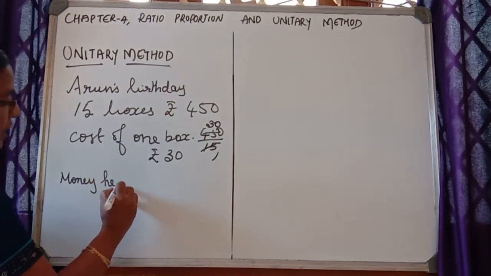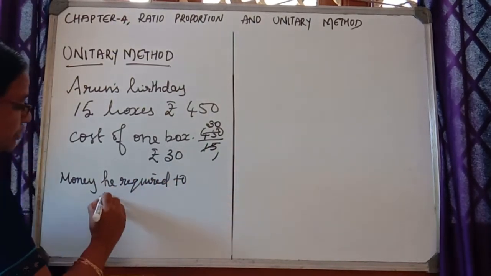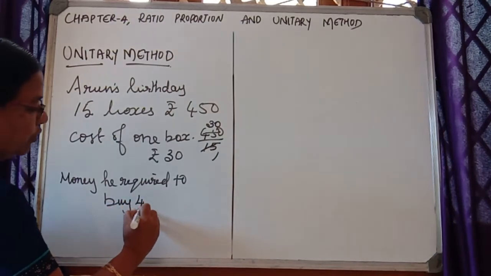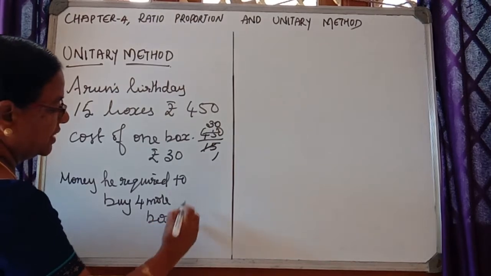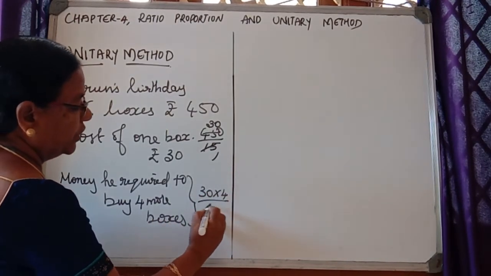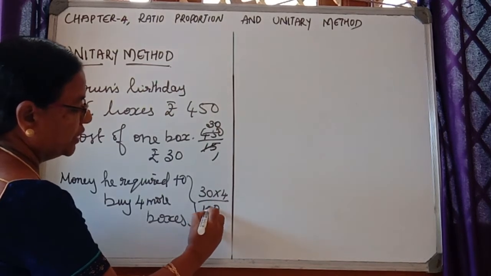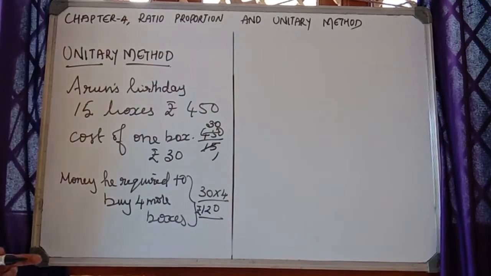Now, how much money does he require? Money required to buy 4 more boxes is equal to 30 into 4. How much? 0, 4 3s are 12. So he needs 120 rupees more.